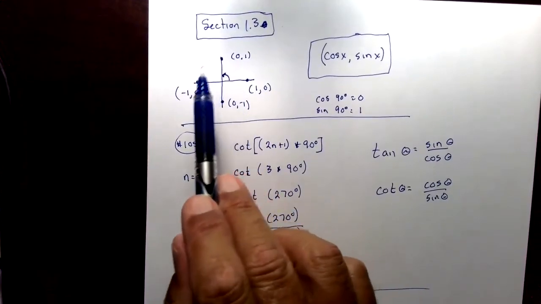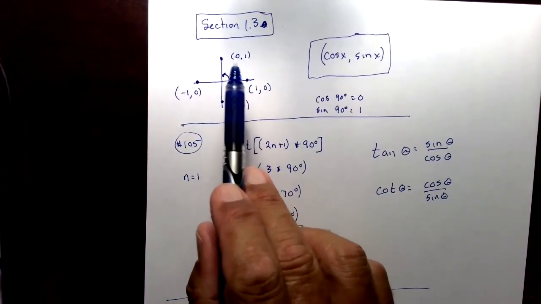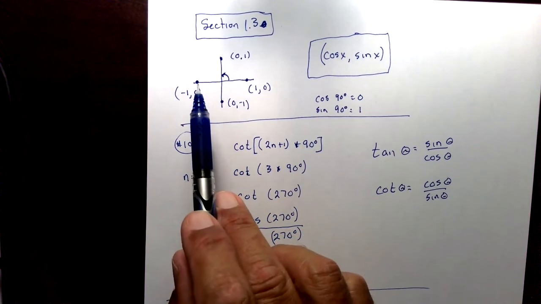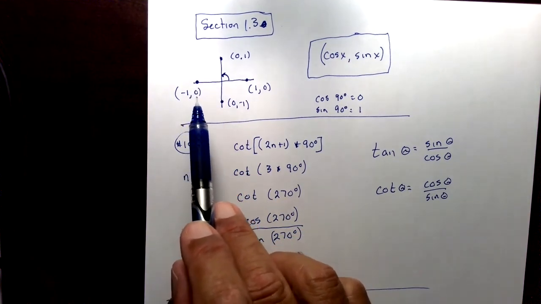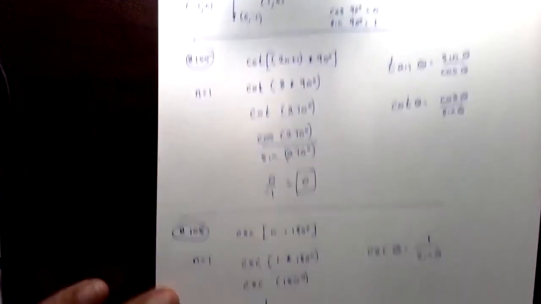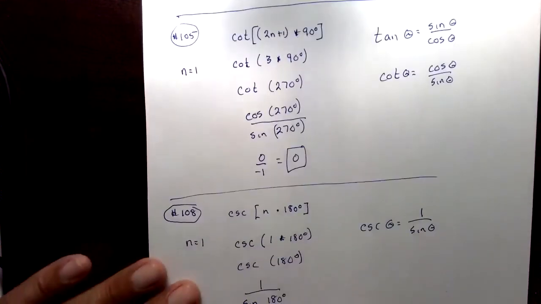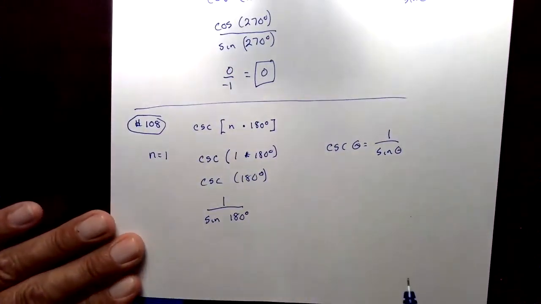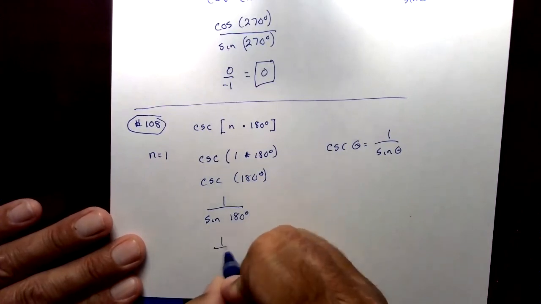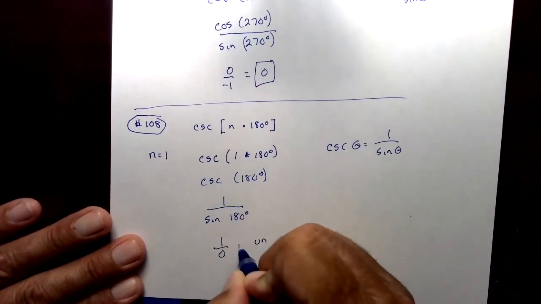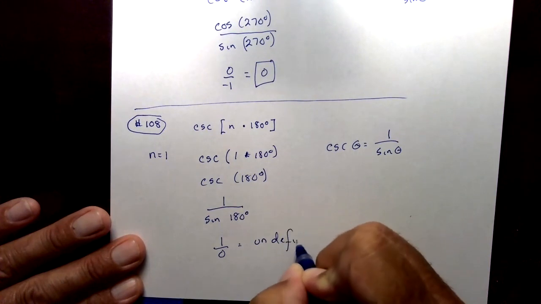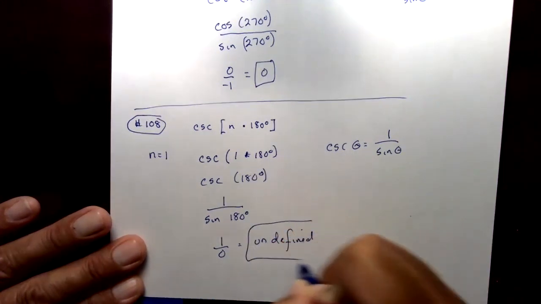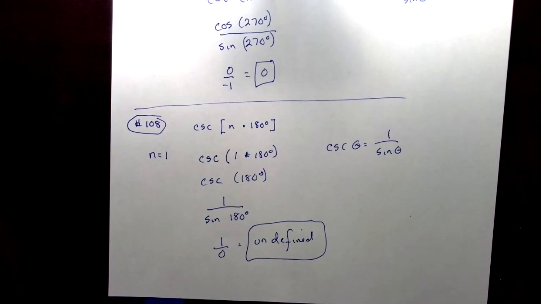If I go back up to my coordinates above and I go to 180 degrees, I have the ordered pair -1, 0. So to come back down to our problem, the sine of 180 degrees is 0. That now gives me the fraction of 1 over the sine of 180 degrees, 1 over 0, which gives me an answer of undefined, because we're not allowed to divide by 0.